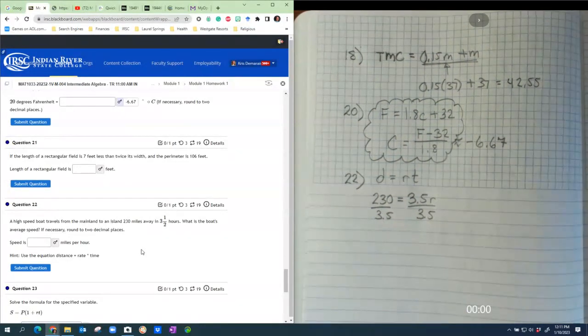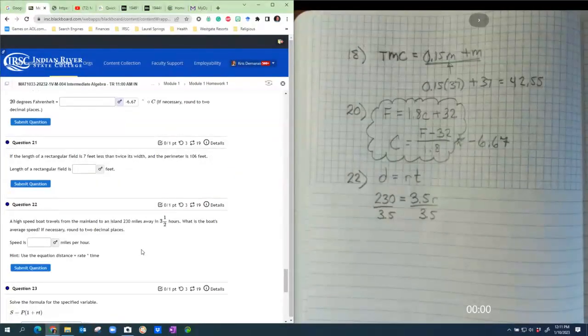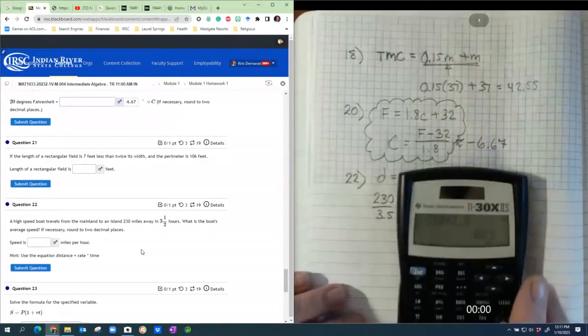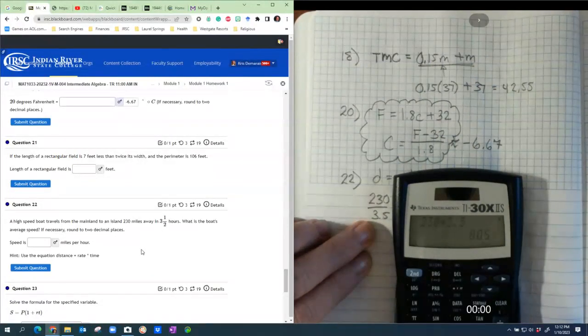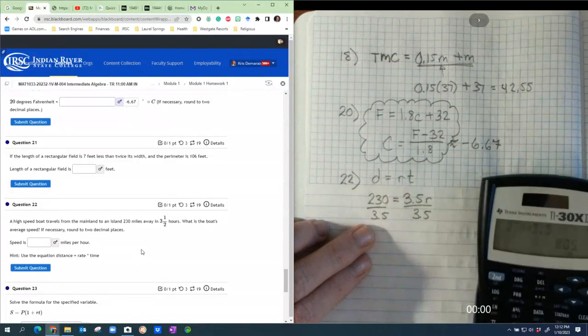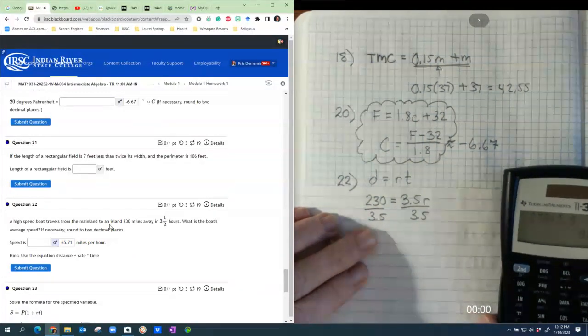I'm losing light, so here. Let me do that. So 230 divided by 3.5, and we get right here 805. I can't believe that that's possible. No way. 230. Did I mess something up? No, that's not possible. How? Oh God, that is impossible. Yeah, what? 3.5 hours.